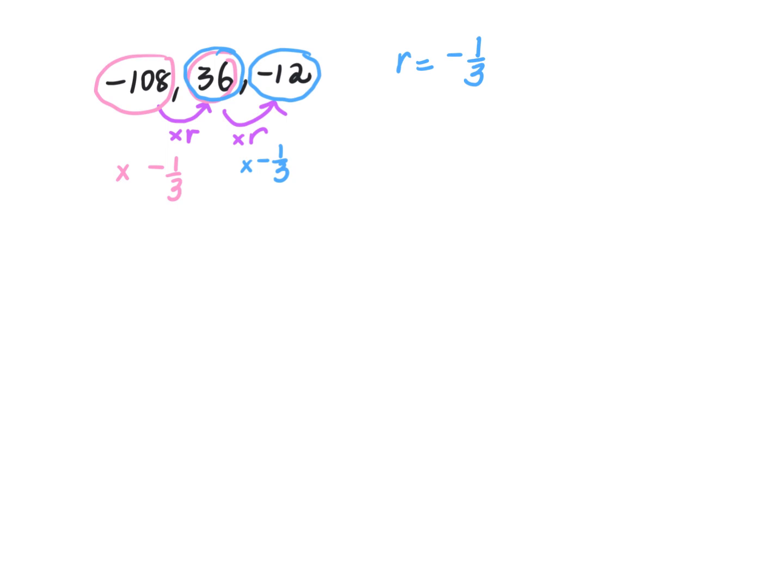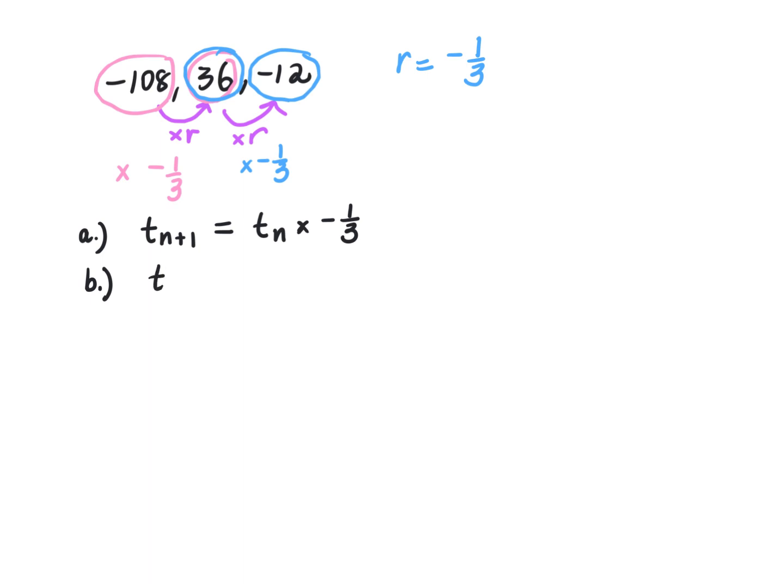Okay, part A of the question asked me to find the recursive function. Recursive asks me for the next one in the sequence. Term n plus 1 is term n times r. And I asked myself, well, for this sequence here, what is r? r is negative a third. So term n times negative a third. That's the recursive function.